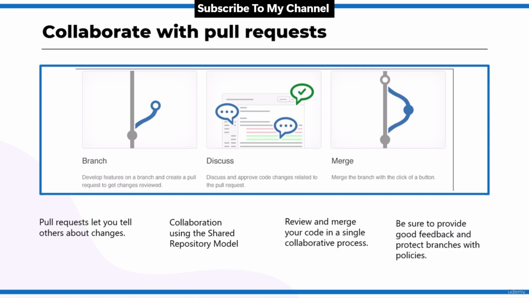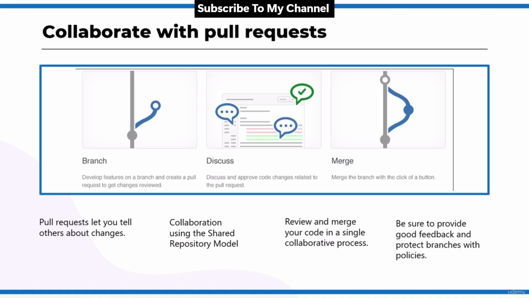Pull requests let you tell others about changes which you have pushed in the Git repository. As you can see here in the diagram, we have a branch, then a discussion which is going on after that, and then finally we do the merging part. This is the normal procedure that is followed every time we have a pull request.